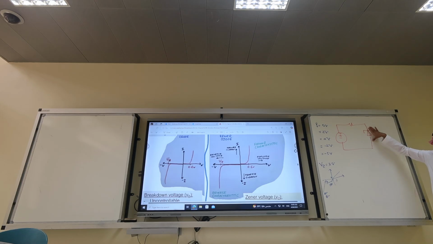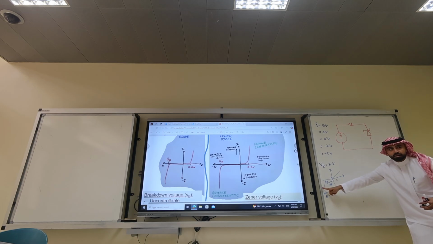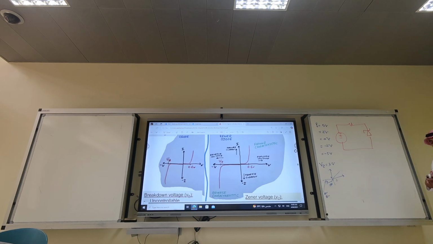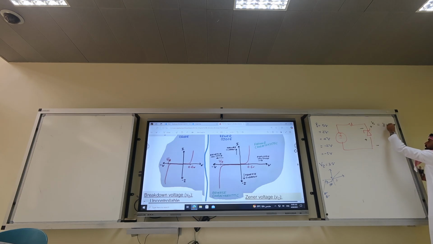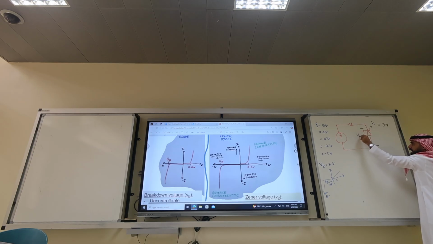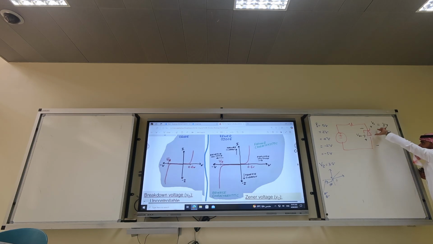Let's apply 5 volts. What is the voltage experienced across the Zener diode? It is minus 5 volts. So we are operating at the reverse region. So what will be the output? At 5 volts, the output is 3 volts. Minus 3 here. But this will be a battery of 3 volts. Why? Because the diode is minus 3, so the opposite is what?